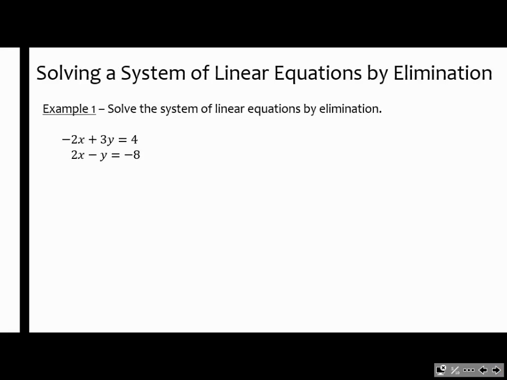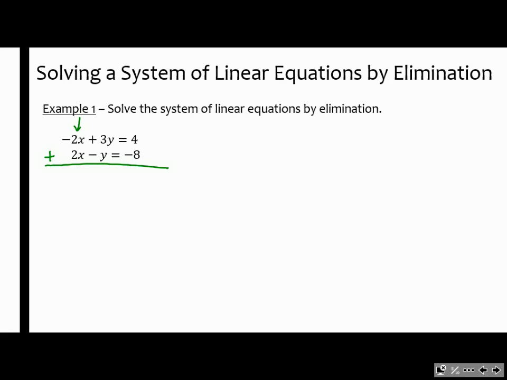Let's go ahead and apply that. It says solve the system of linear equations by elimination. And so our first step is to identify the additive inverses. Right here, negative 2x and positive 2x are additive inverses. That means if I were to add them, they would become 0. And so that's exactly what I'm going to do. I'm going to add this system vertically.